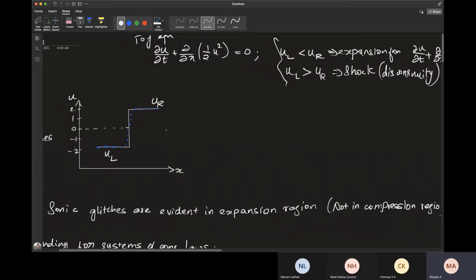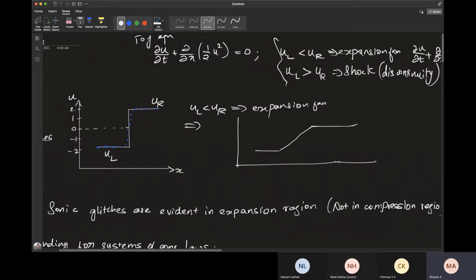So now here we have UL less than UR. Essentially this will lead to an expansion fan. Here characteristics will be diverging, and over time we'll get an expansion fan. So this will be the actual solution. This is X. Our actual solution will be something like this, the exact solution. So what will be the numerical solution here?